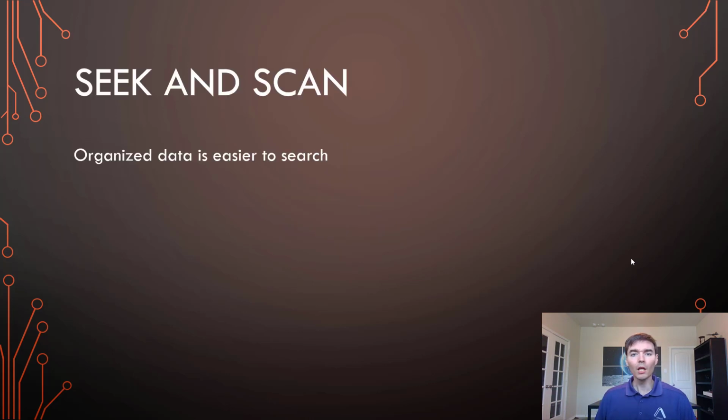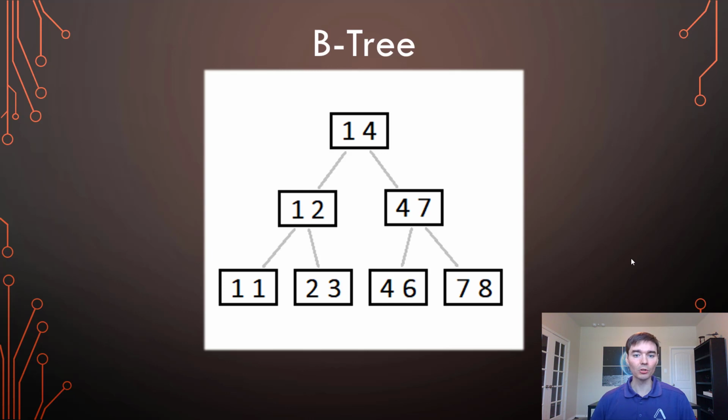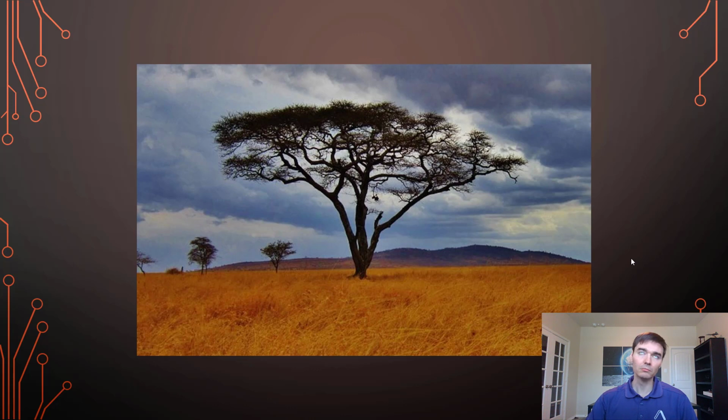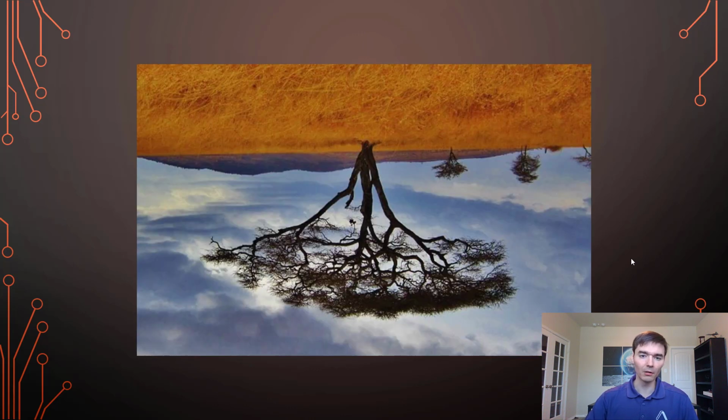Okay, let's start with the very basics. Please bear with me, but we'll take a running start. We're going to talk about seek and scan. And it really comes down to this basic idea that organized data is easier to search. One of the most common ways to organize data in SQL Server is this structure called a B-tree. Obviously called a B-tree because it looks like a tree. Kind of. That's better. Okay.